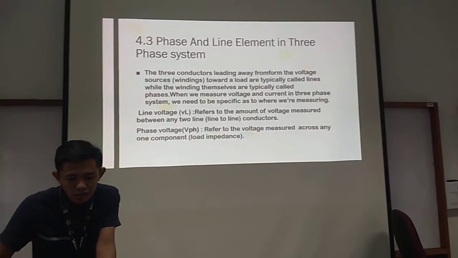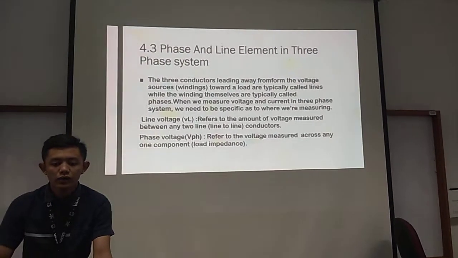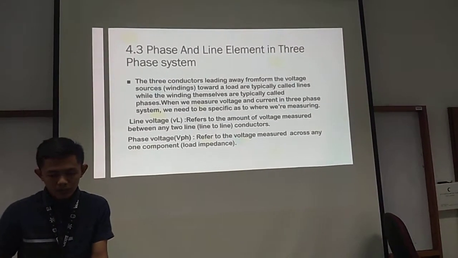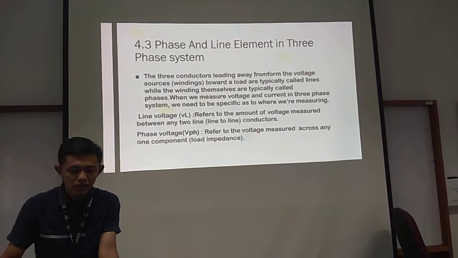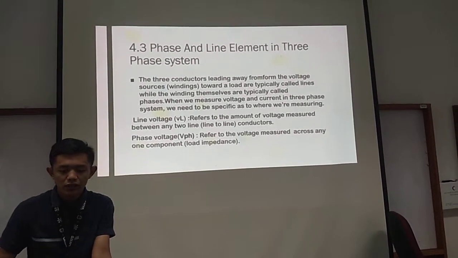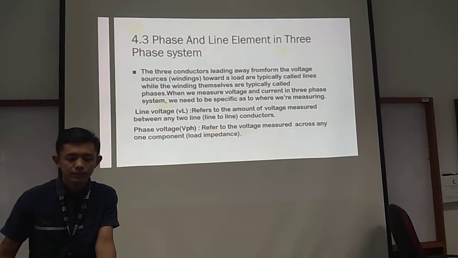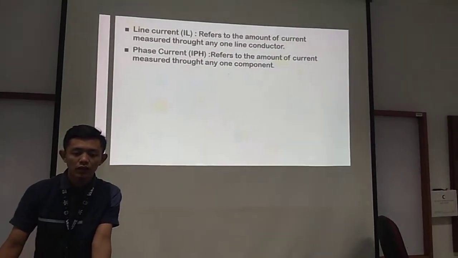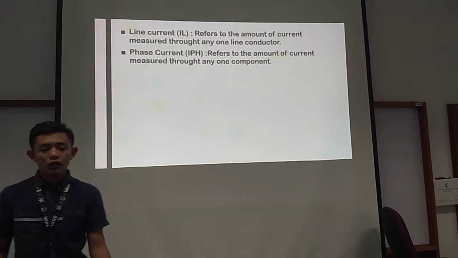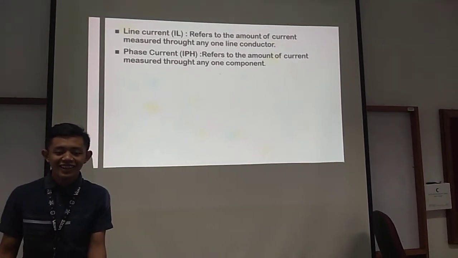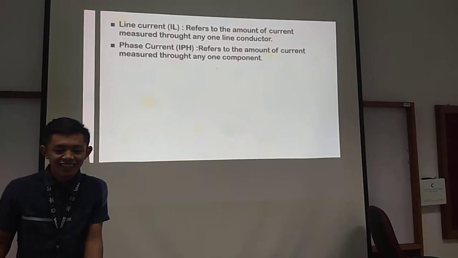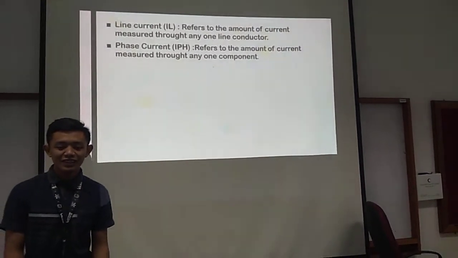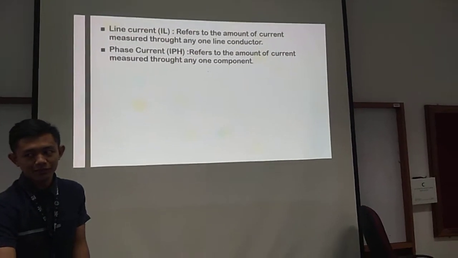Line voltage refers to the amount of voltage measured between any two lines. Phase voltage refers to voltage measured across any component. Line current refers to the amount of current measured through any one line conductor. Phase current refers to the amount of current measured through any one component.